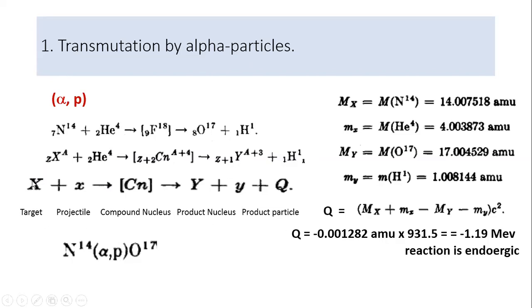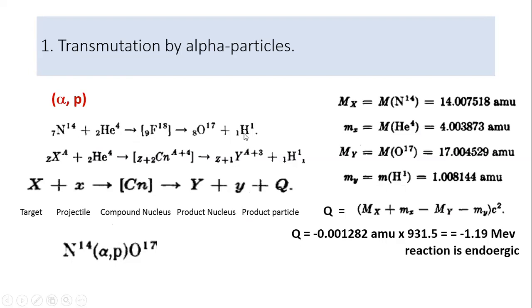So this is called the target. The heavier one, or the parent, is called the target, and the lighter one, or the radioactive particle, is called the projectile. And this is the intermediate state. This is called the compound nucleus, and there are two products. One is the product nucleus and one is the product particle. The heavier one will be called the product nucleus and the lighter one will be called the product particle.